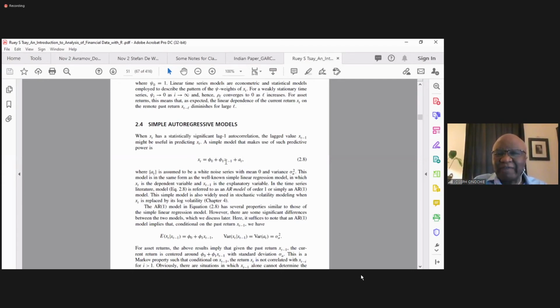For an AR2 model, AR2 will be xt equals this constant plus this constant times xt minus 1 plus constant 2, so phi 2 times xt minus 2, plus a.